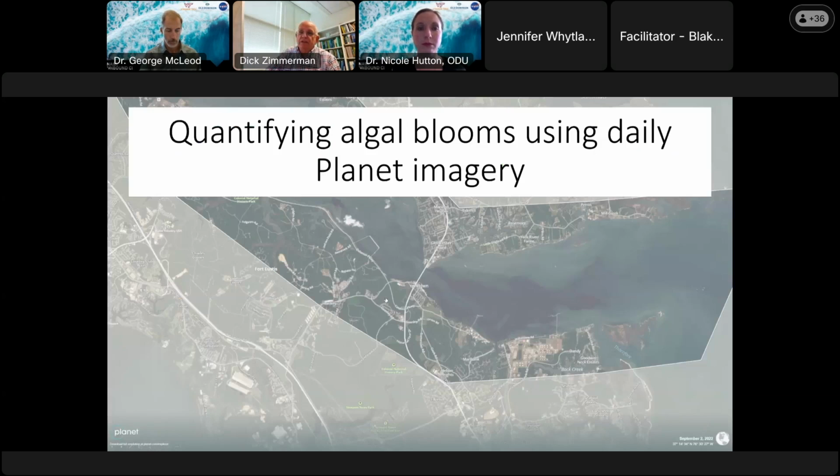Now I want to shift gears and talk for the next couple of minutes about one of the things we've been doing more recently. We've discovered in doing our SAV mapping that we can quantify algal blooms using the daily Planet imagery.